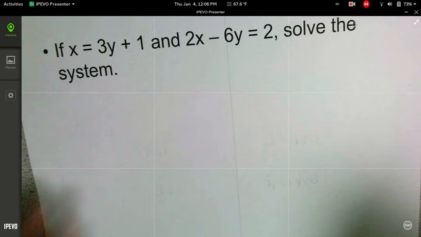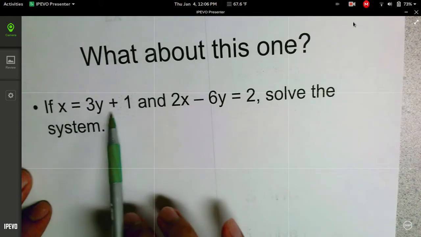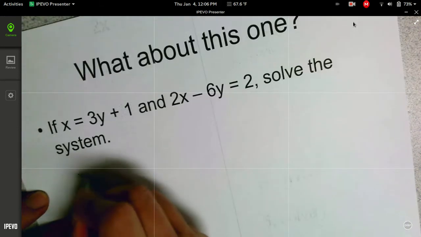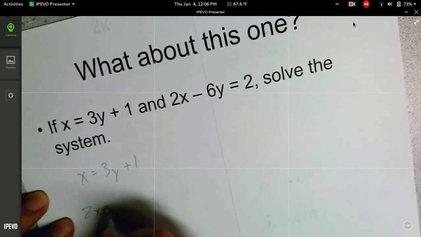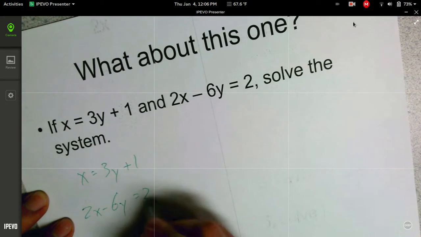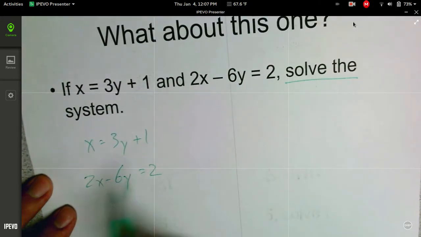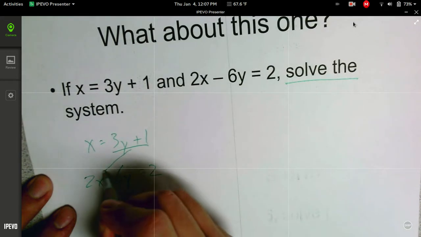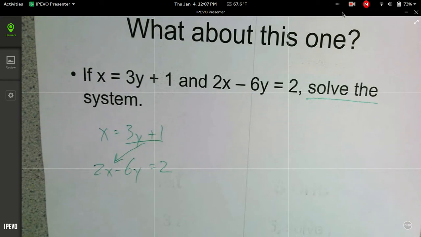Okay, let's go to our next page here. This will be our last page with substitutions, and then we'll switch to a different video for doing elimination. For this one, x is equal to 3y plus 1, and then 2x minus 6y is equal to 2. We want to solve the system. Again, we already solved for x. We'll plug this value in for x, and then we're going to solve for the point and see what we end up with. So I'm going to pause the video again, and you can come back.